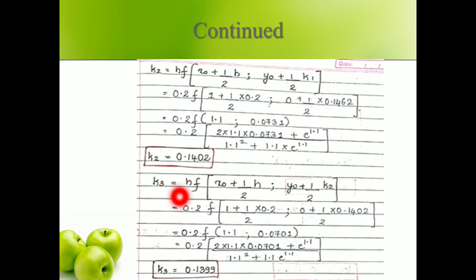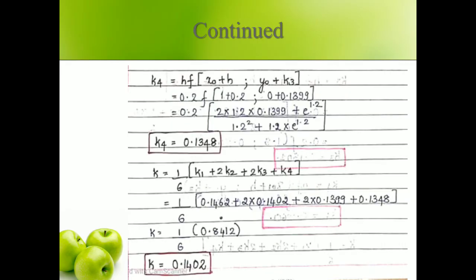k3 is equal to h of f x naught plus half h, y naught plus half k2. Substituting the values of x naught, h, y naught, k2, we get f of 1.1 and y as 0.0701. Substituting x to be 1.1, y to be 0.0701 in the dy by dx, and then multiplying into 0.2, we get k3 equal to 0.1399.